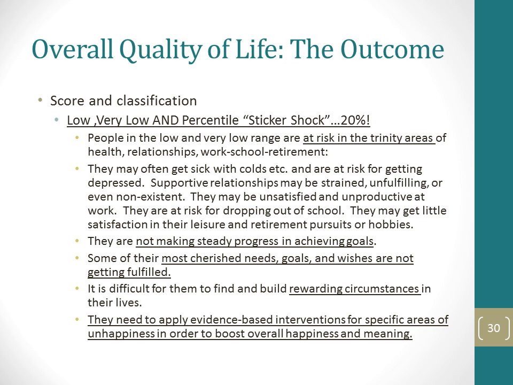There was some percentile sticker shock in her case as well, because she was in the 20th percentile, which means that 80% of the U.S. population was expressing greater happiness and well-being than she was. I shared with her that she was at risk for problems in the trinity of happiness benefits. Lo and behold, she got depressed and developed other problems in the trinity. And we tell clients, it's very obvious now in this very low range, you're not making steady progress towards your goals. Your most cherished needs, goals, and wishes are not being fulfilled. And this is something that you can work on your own, or I can help you with if that's a service you want to offer.